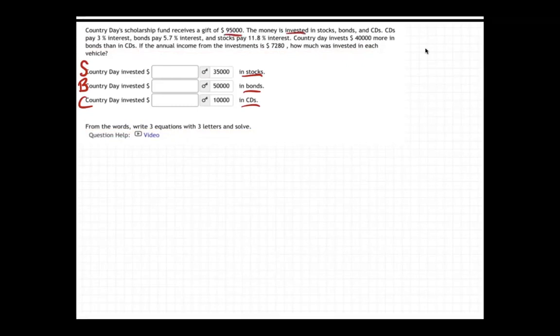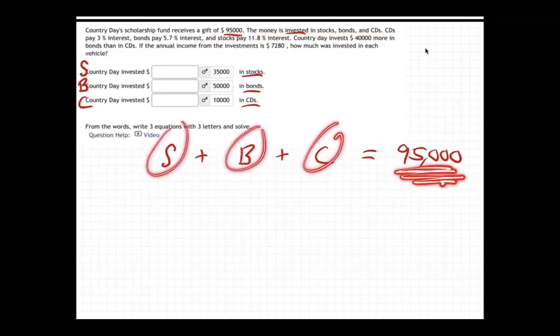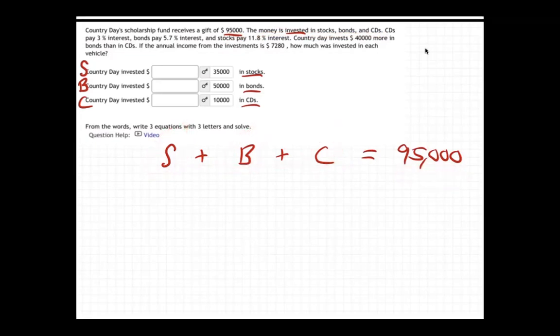$95,000 and invest the whole thing. So that means the amount of money in stocks plus the amount of money they invested in bonds plus the amount of money they invested in CDs must equal the whole 95,000. That makes sense? They had 95,000 total dollars they received as a gift. They invested the whole thing in stocks, bonds, and CDs. So those three must add up. The amount invested in stocks and bonds and CDs must add up to be the whole amount, the whole 95,000 they invested.